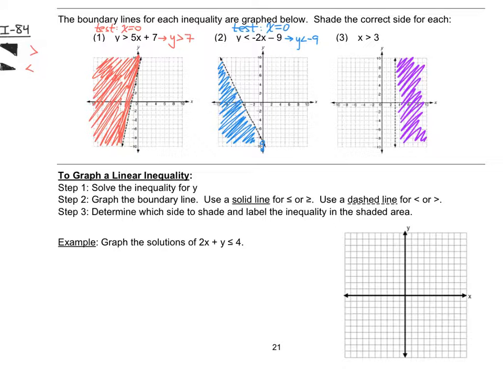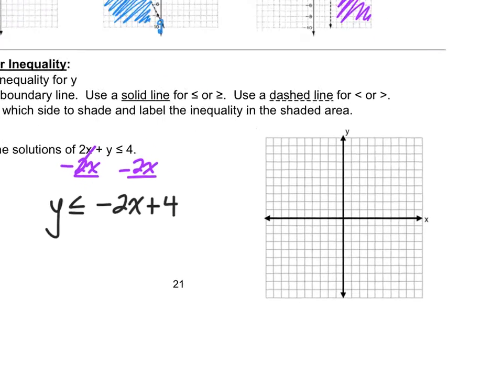okay. All right, so to graph a linear inequality, solve the inequality for y, although there are other ways to do it. Graph the boundary line, solid for less than or equal or greater than or equal, dash for less than or greater than, and determine which side to shade and label the inequality of the shaded area. So subtract the 2x. You get y less than or equal to negative 2x plus 4. I then have to graph that.